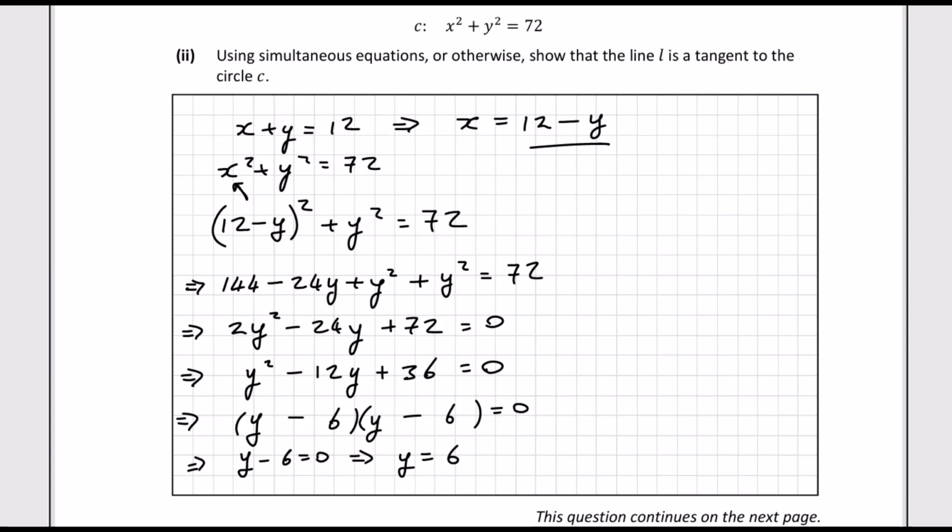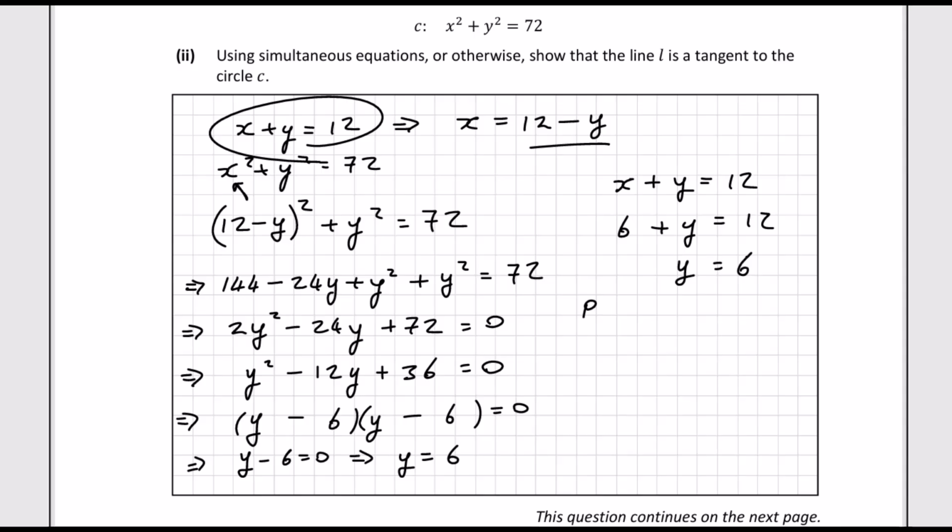Y is equal to 6. Pick one of the equations. I'm going to pick x plus y is equal to 12. That's the first equation here. And I'm just going to put in that 6 instead of x. And what happens is I get y is equal to, subtract 6 from both sides, and you get y is equal to 6. So the point of intersection is x is equal to 6, y is equal to 6.